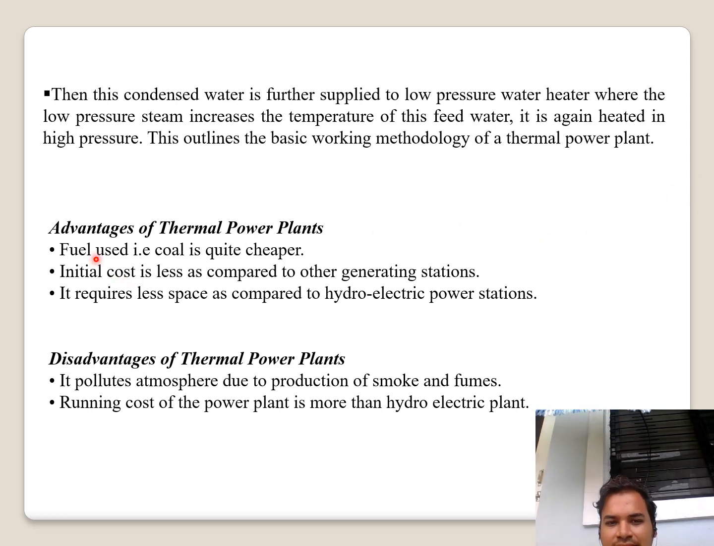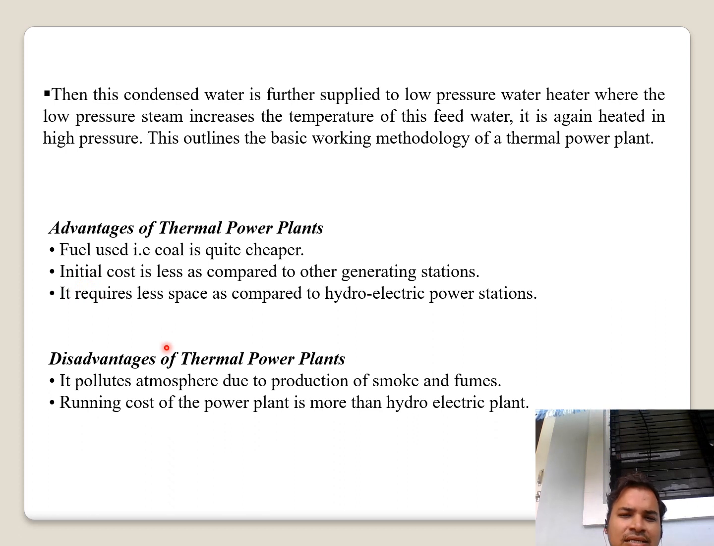Okay, so let us see the advantages of thermal power plants. First of all, the fuel used, that is the coal, is quite cheap. As I mentioned earlier, coal is very abundant in our country. Our country, India, ranks third in the world after China and US in the supplies of coal. So if coal is available at a pretty large scale, definitely we can use it. Okay, so it is definitely cheap. Means if anything is available at large scale, it is cheap.